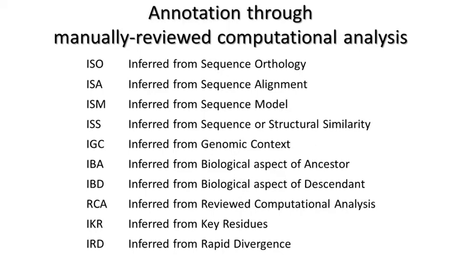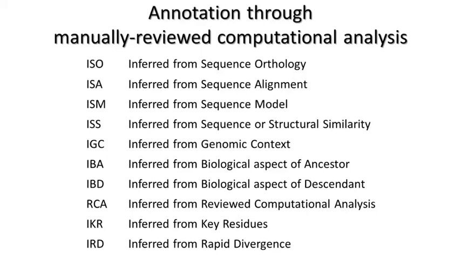These annotations include ISO, inferred from sequence orthology, either experimentally or phylogenetically, to an orthologous gene that already has a GO annotation. ISA, inferred from sequence alignment by a pairwise or multiple alignment tool such as BLAST or CLUSTAL-W. ISM, inferred from sequence model by prediction methods for protein domains, protein features, motifs, and non-coding RNAs. ISS, inferred from sequence or structure similarity not covered above.